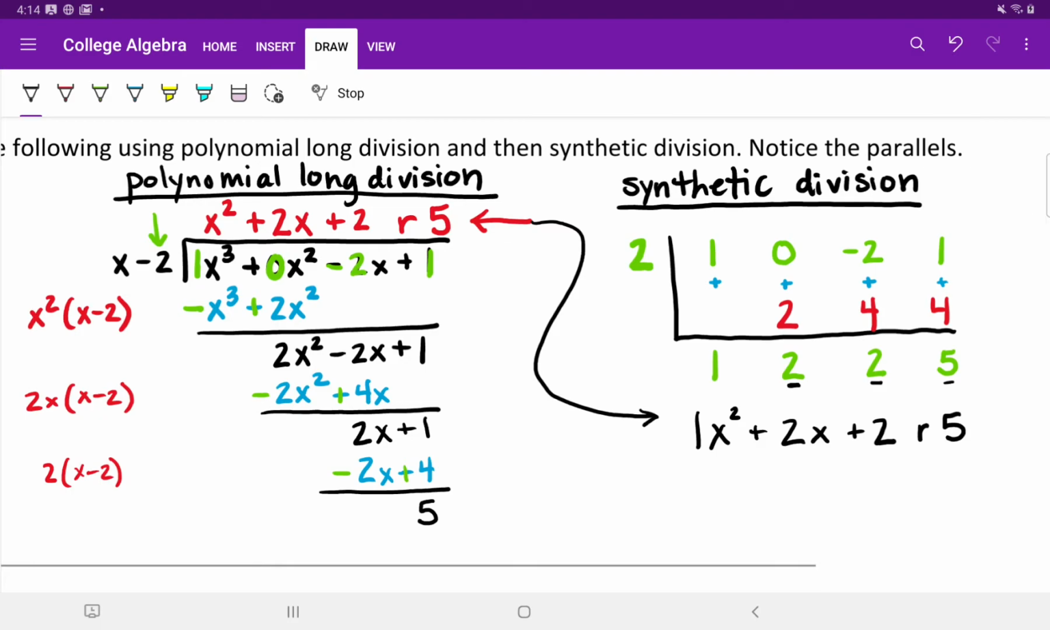So the moral of the story is, inside our division bracket here, we are going to be adding columns, and then outside we're going to be multiplying our divisor. Now, after a few more examples, this will hopefully become a little bit easier.